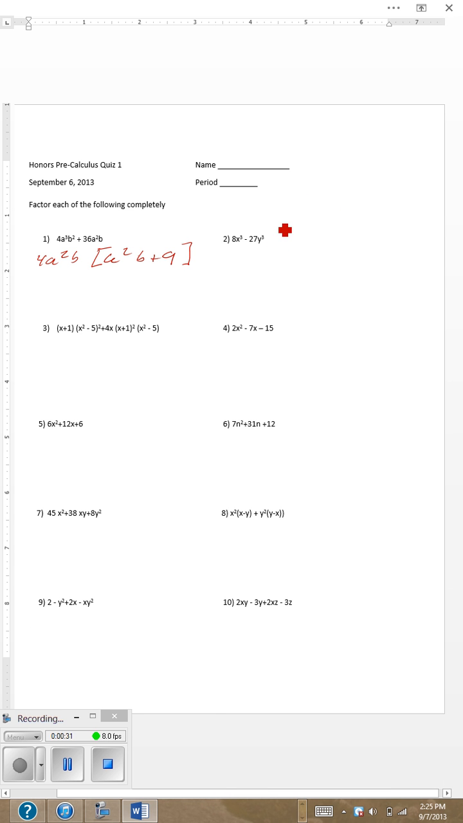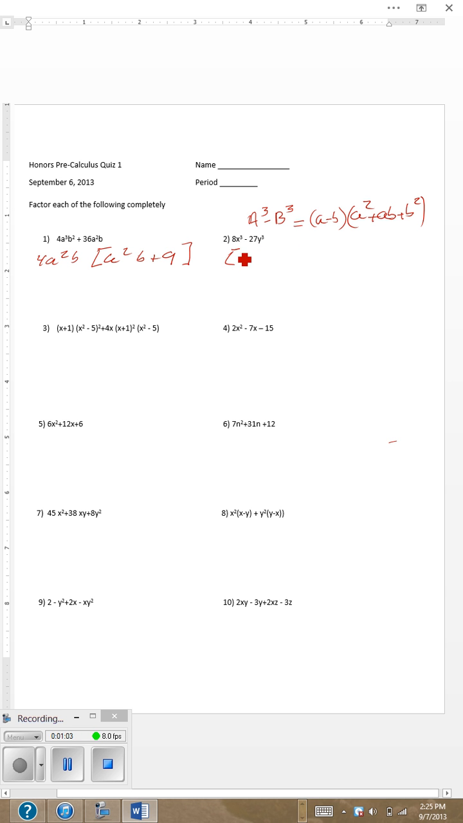Okay, number two, so a difference of cubes. Cubic factoring, a cubed minus b cubed: a minus b, a squared plus ab plus b squared. Okay, same sign, opposite sign, always positive. Identifying a as 2x, b as 3y.